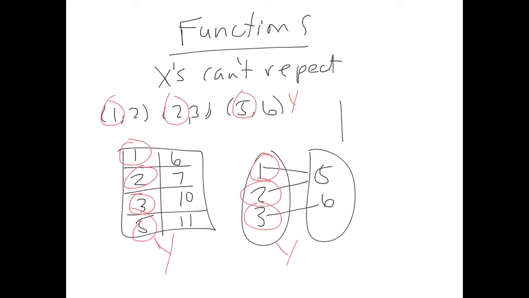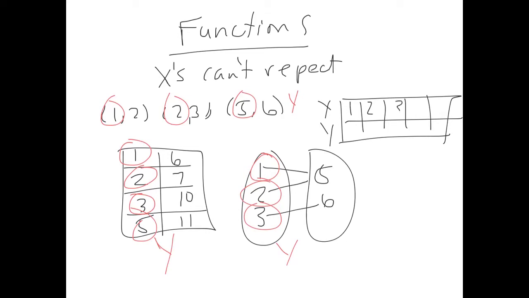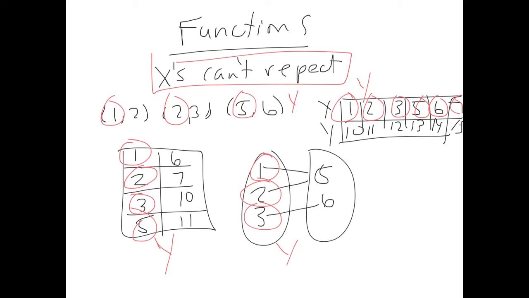If you have a sideways table, the x's are always on top, y's are on the bottom, so 1, 2, 3, 5, 6, 7, 11, 12, 13, 14, 15. So again, 1, 2, 3, 5, 6, 7. This is a yes because those are all different numbers. So it's x's, you can't repeat. You can't repeat with a different y.